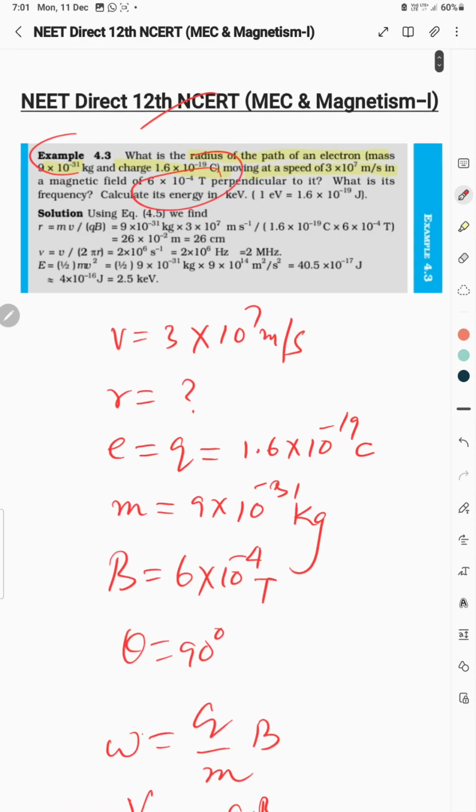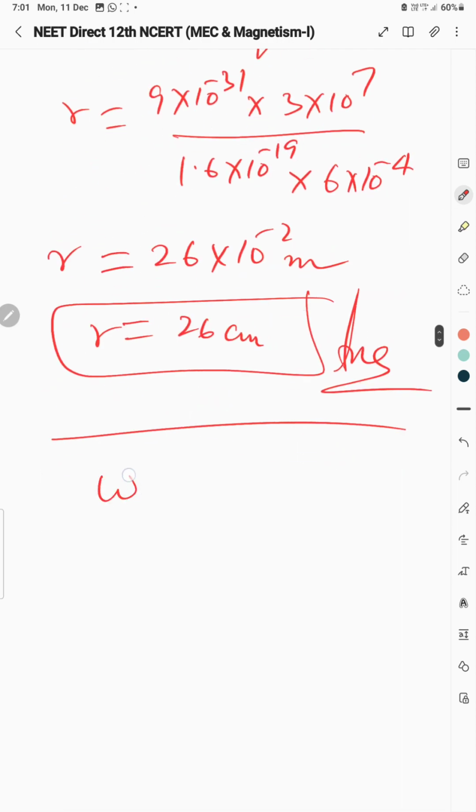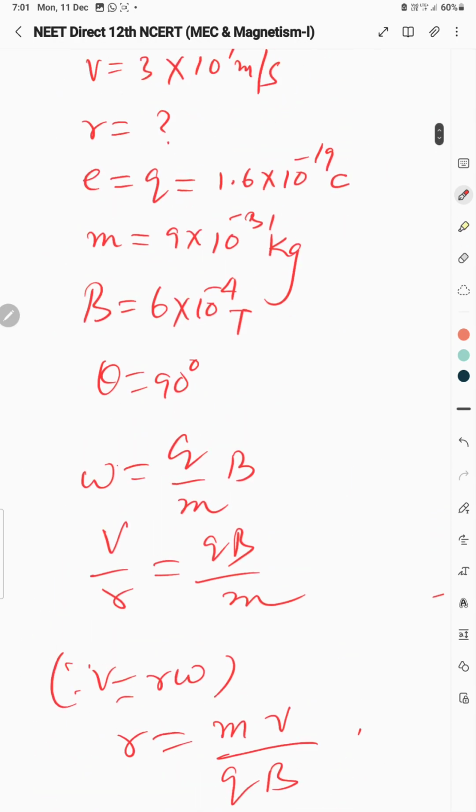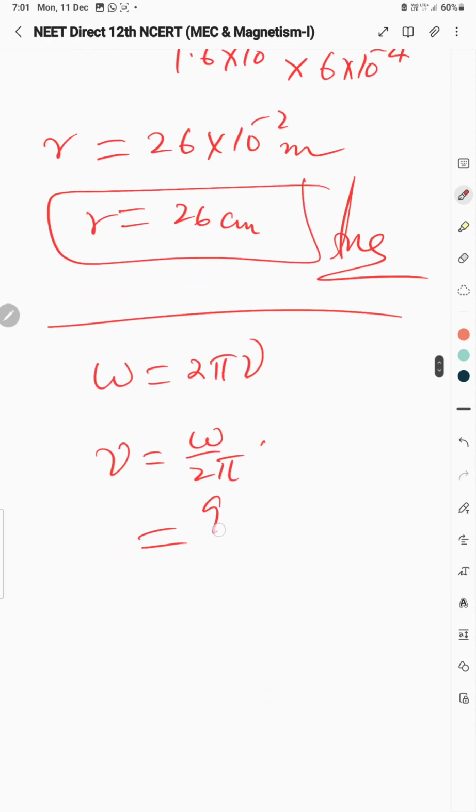Next क्या पूछा यहाँ पे? Next पूछा गया है, what is the frequency? Frequency, well, omega is 2 pi nu. तो nu हो गया omega by 2 pi, और omega अभी भी मैंने दिखाया था ये फार्मूला QB by M, तो QB by M, तो ये बन गया, right. ये फिर पहले की तरह आप simplify करें values.